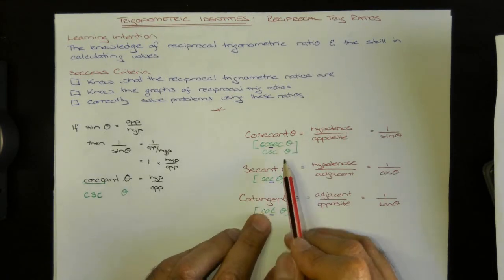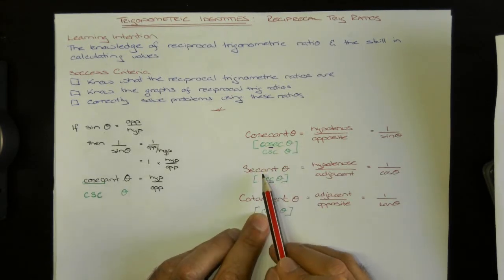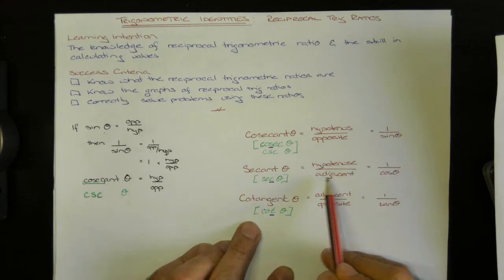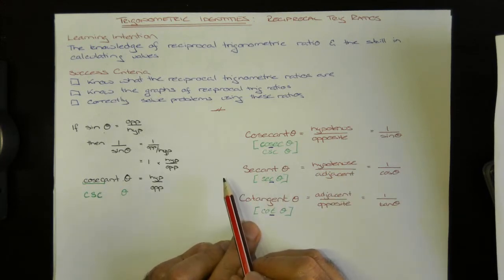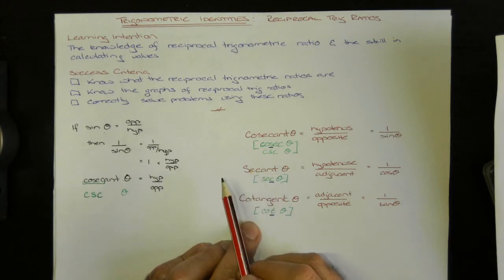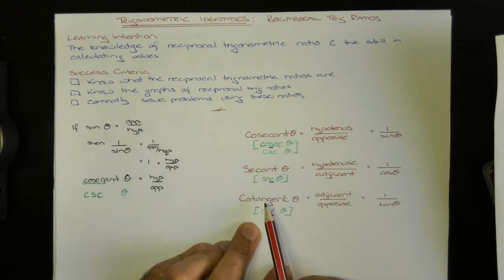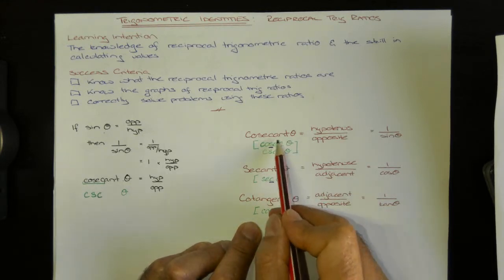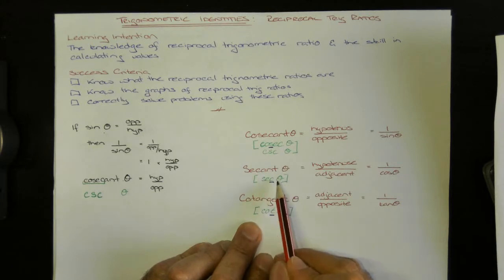The reciprocal of cos is the secant. So if cos was adjacent over hypotenuse, the secant theta will be hypotenuse over adjacent. The reciprocal of tan, which was opposite over adjacent, is the cotangent, and that's the adjacent over the opposite. So it's written as cosec theta, sec theta, and cot theta.